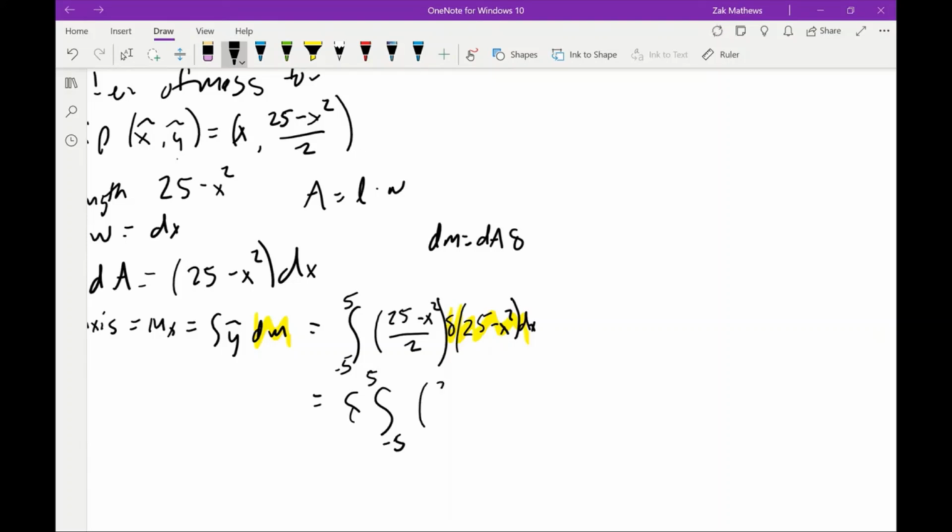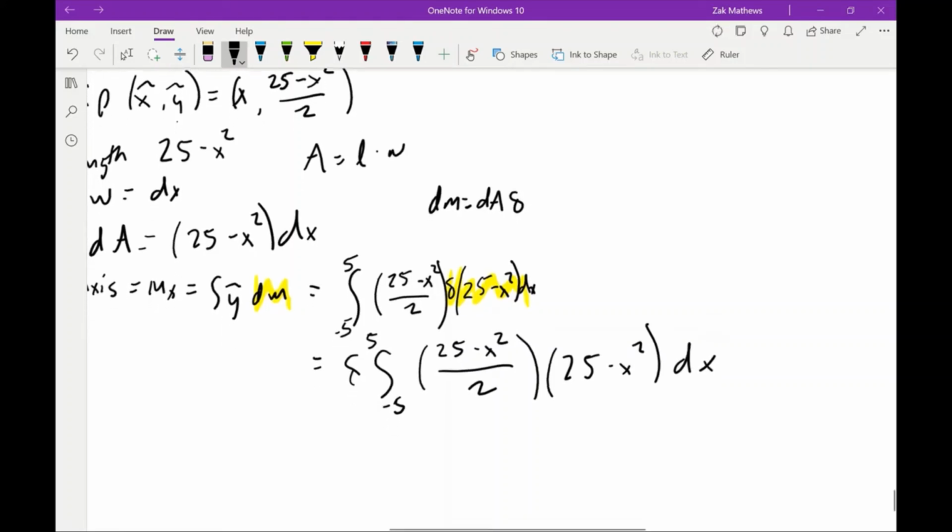of (25 minus x squared) over 2 times (25 minus x squared) dx. I can go ahead and pull out that 1/2 too. That would have been an easier step just a second ago. So delta over 2 from negative 5 to 5. Now we need to multiply this together. So 25 times 25 should give us 625.